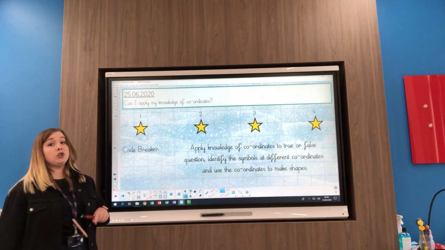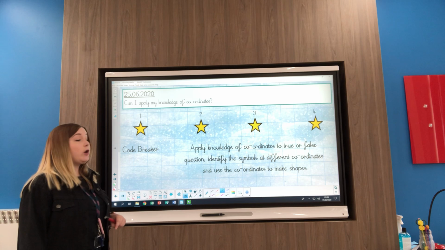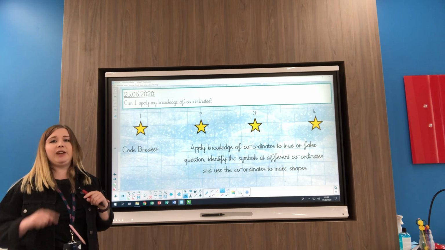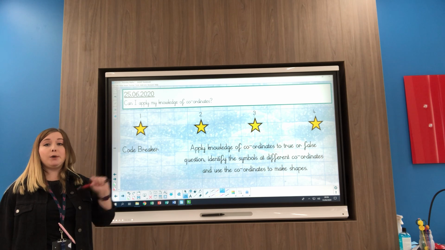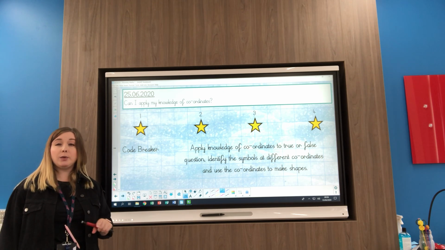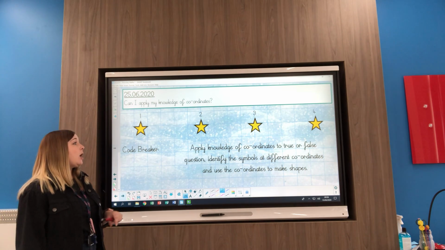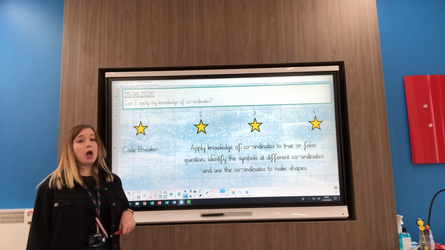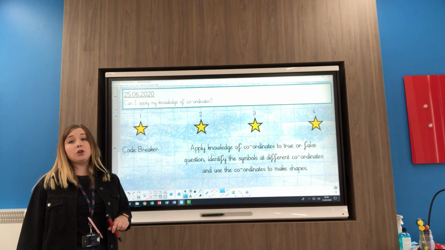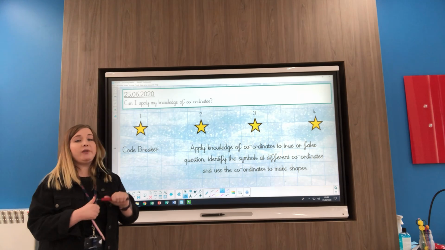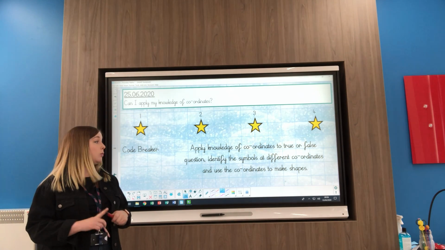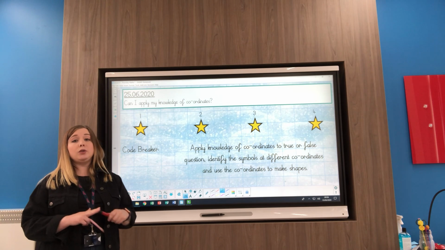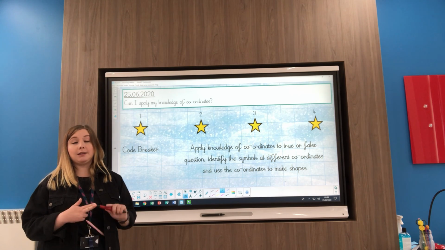Now, if you are a 1-star child today, you've got a code breaker. So you've got lots of different points that have got letters attached to them, and you're going to find the point to crack the code at the bottom, and it will spell a word. If you are 2-star, 3-star or 4-star, you're going to apply that knowledge of coordinates by answering true or false questions, by identifying symbols at different coordinates, and then use those coordinates to create shapes.